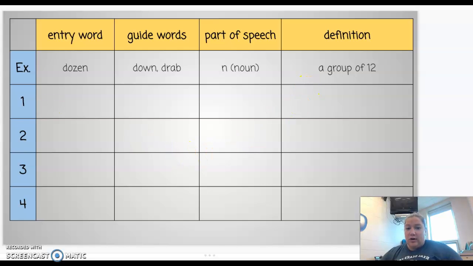After you pick your 4 words, go find each word individually and fill out all pieces of this row. So find the word, type both guide words, type the part of speech, then type the definition. Then move on to your second word and do the same. Once you are done, this whole chart is filled out. Make sure you hit submit assignment for your teacher.